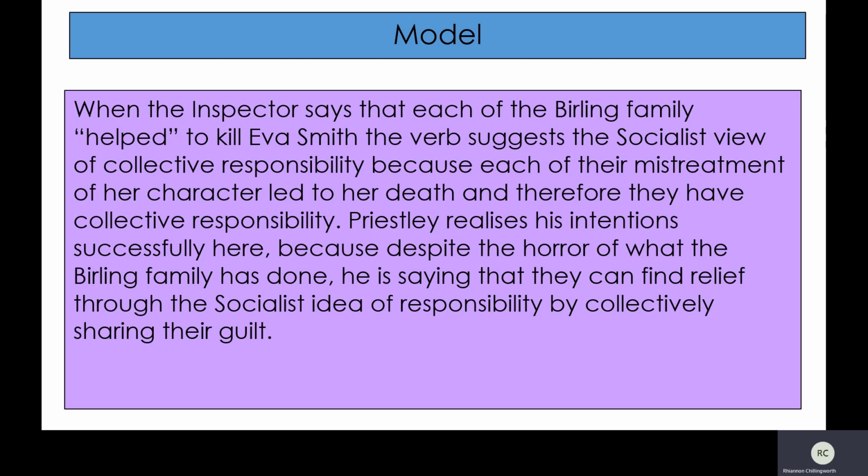If you would like a model or to compare something you've written, here is a model mini PE. "When the inspector says that each of the Birling family helped to kill Eva Smith, the verb suggests the socialist view of collective responsibility because each of their mistreatment of her character led to her death, and therefore they have collective responsibility. Priestley realises his intention successfully here because despite the horror of what the Birling family has done, he is saying that they can find relief through the socialist idea of responsibility and by collectively sharing their guilt." So that's just an example, a model of a mini PE, if that's what you're choosing to write.